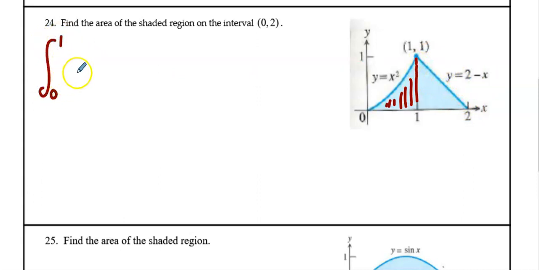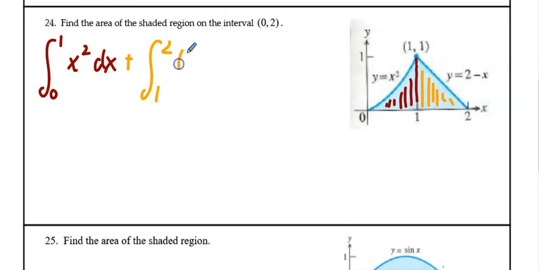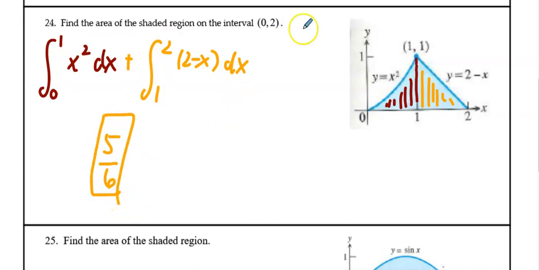You go from 0 to 1, and technically, ladies and gentlemen, it's going to be x squared minus 0. You will truly understand that when we look at area, but it's just going to be your upper bound, so x squared, and then dx, and that's going to give us this part right here. And then I'm going to find this area, but my upper bound is 2 minus x, so it's going to be plus the integral from 1 to 2 of 2 minus x dx. You're going to integrate these and then plug in, and eventually you're going to get the answer as 5/6.